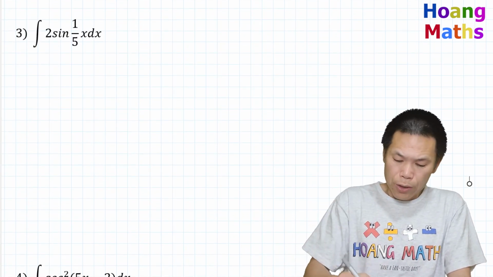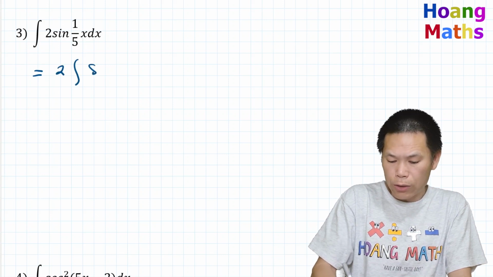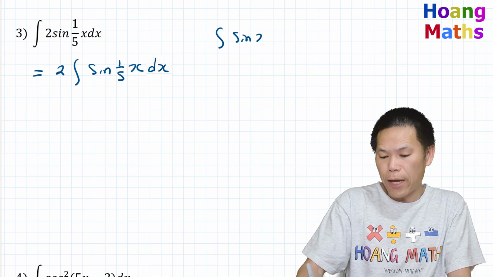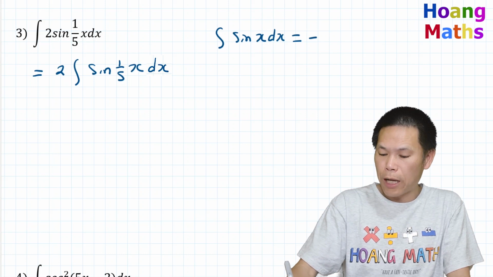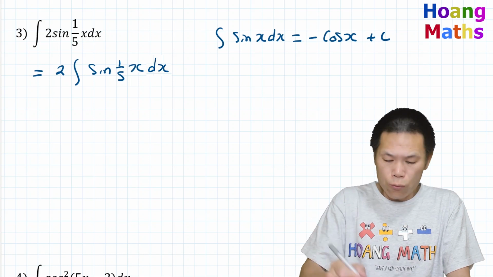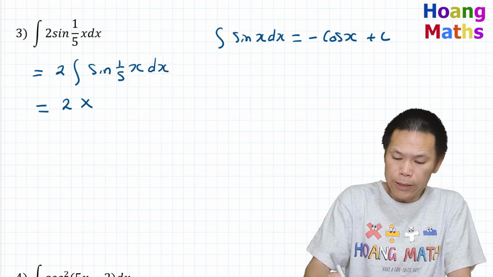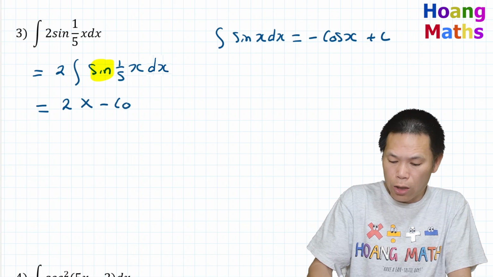Now, part 3. First of all, let me just take the 2 out first, okay? Makes it easier, that's all. So sine of 1/5 of x. We know that if we integrate sine of x, this will give me negative cos of x. So first of all, we need to write the 2 down. The 2 is a constant. And then we integrate sine, give me negative cos. So we times by negative cos of 1/5 of x.